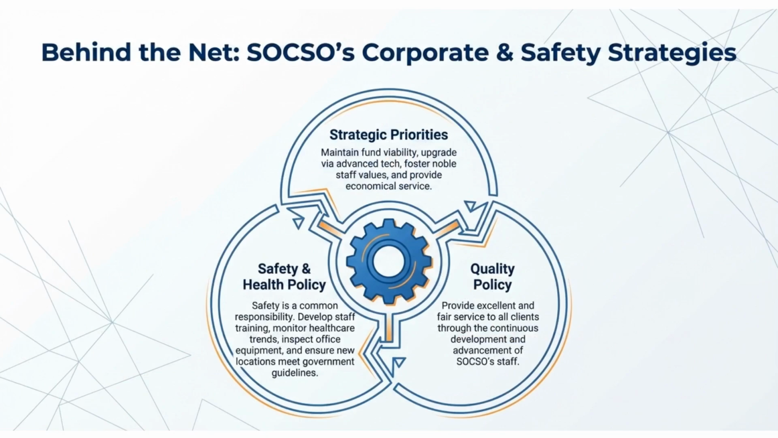This slide covers the appendix material from the MFPC source, the SOCSO's institutional strategies and policies. The strategic priorities include giving top priority to national and organizational interests, providing quality and economical services, improving staff skills and technology, maintaining fund viability, fostering goodwill and noble values, and cooperating with all parties involved in Social Security.